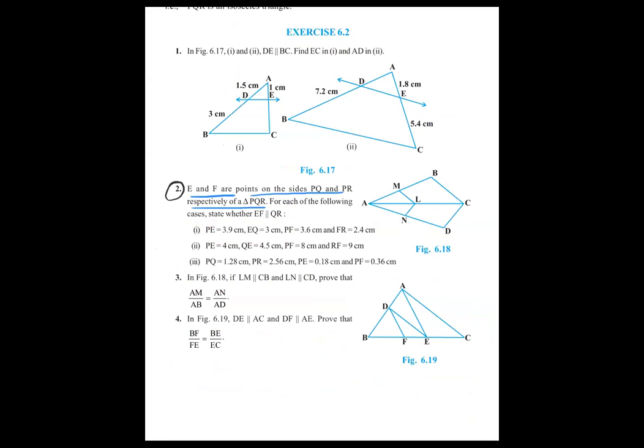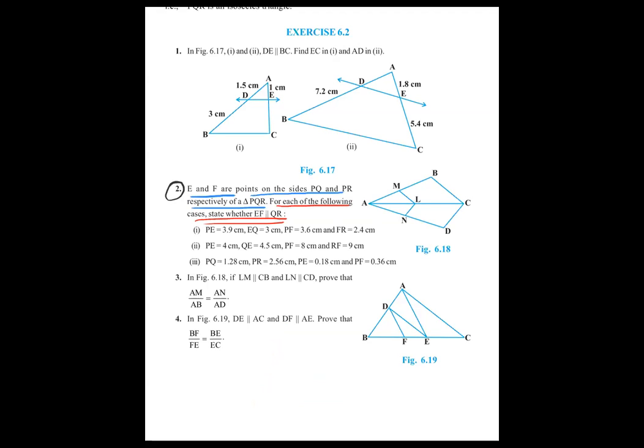For each of the following, state whether EF is parallel to QR or not. You have to draw the triangle first of all. All of you do it yourself here, I will not do it, I don't want to destroy your attempt. Please draw the triangle PQR and show the points E and F, E on the side PQ and F on the side PR. Then check whether EF is parallel to QR or not. If it satisfies the basic proportionality theorem, if the ratio is the same, it will be parallel. Otherwise, it won't be parallel.